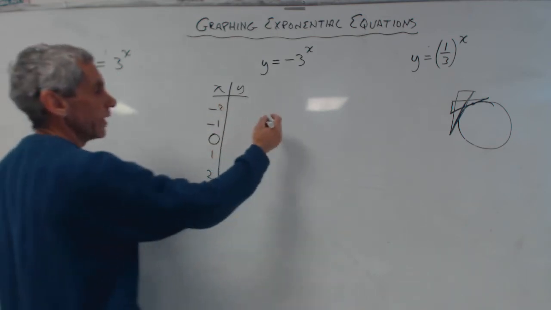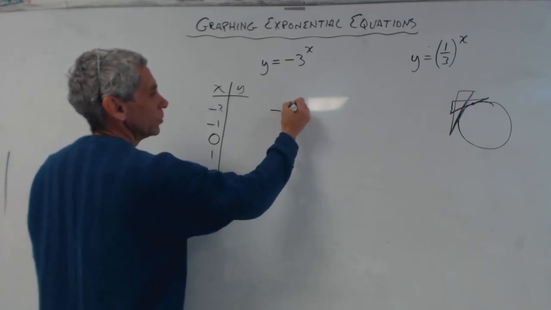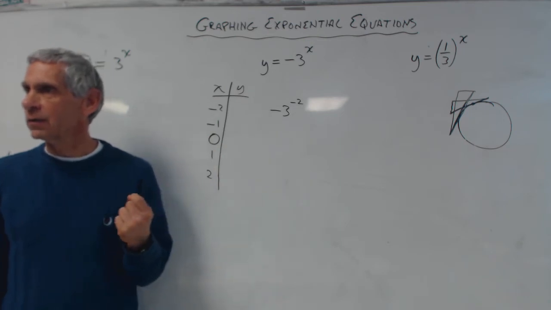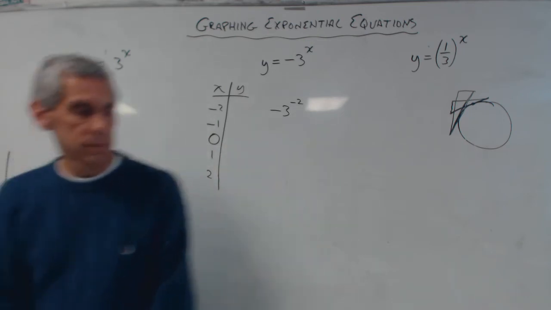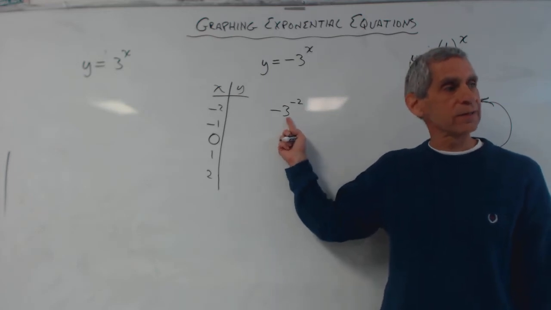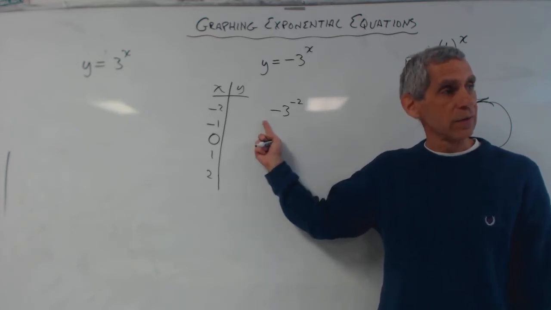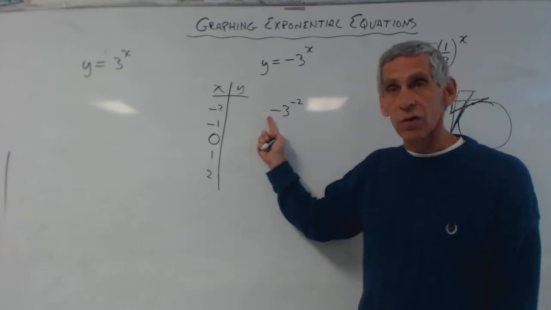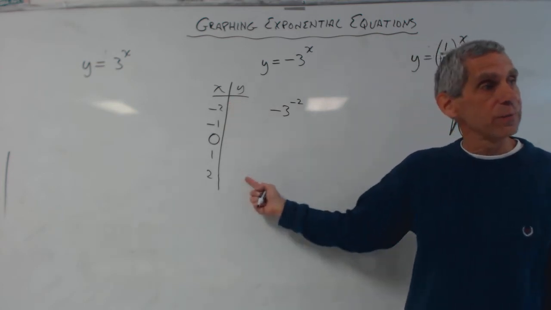Okay? So -3 to the -2. What is the exponent effect? It only affects what it's next to. What is it next to? It's only next to the 3. It is not next to the negative. So nothing is going to affect that negative. That negative is always going to be there. Does that make sense? So your answer for y will always be negative.